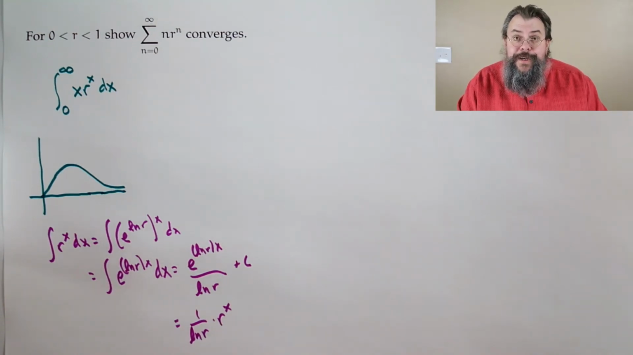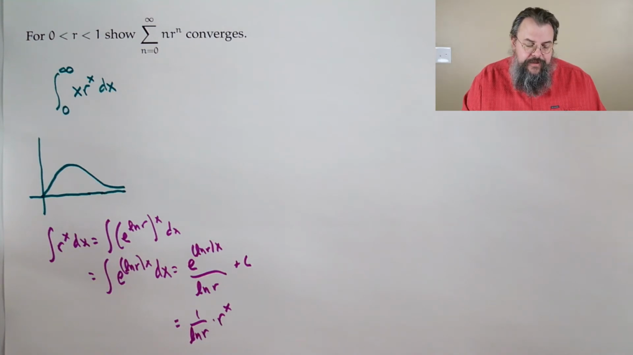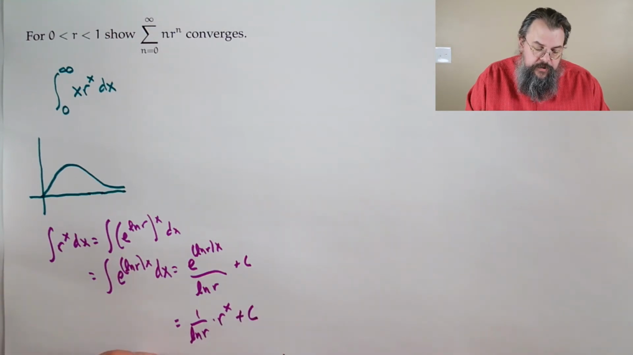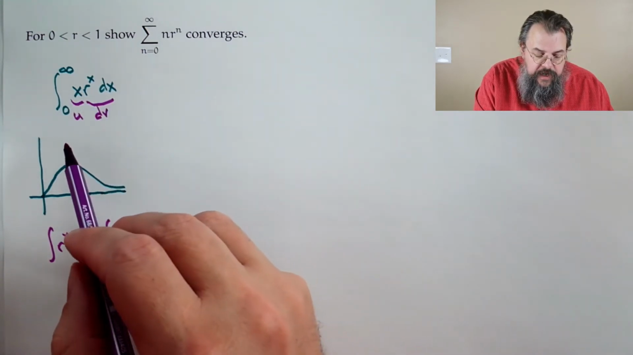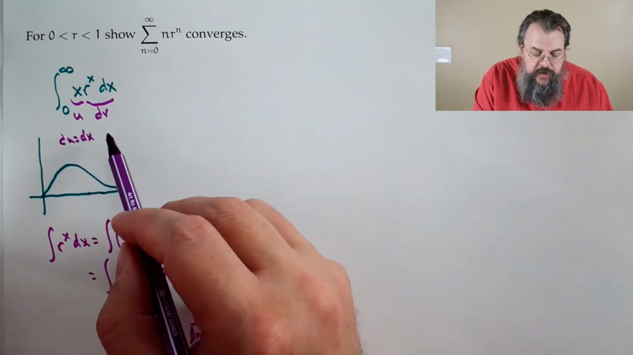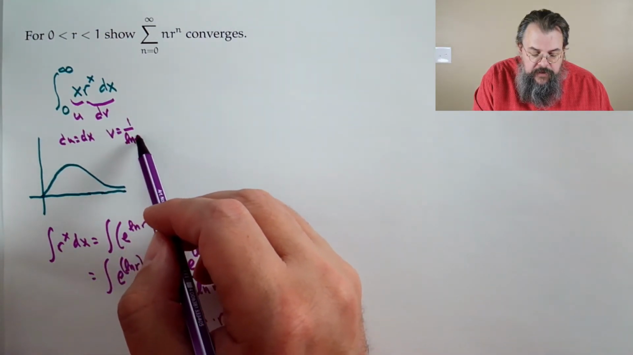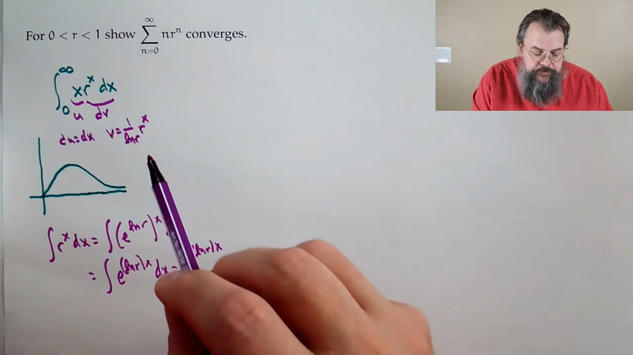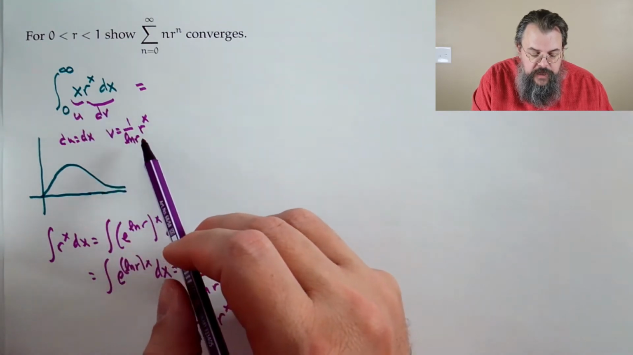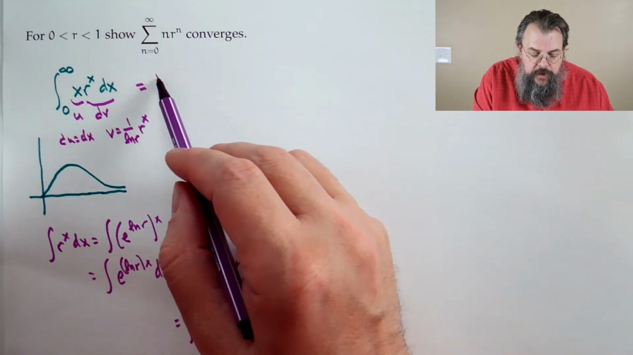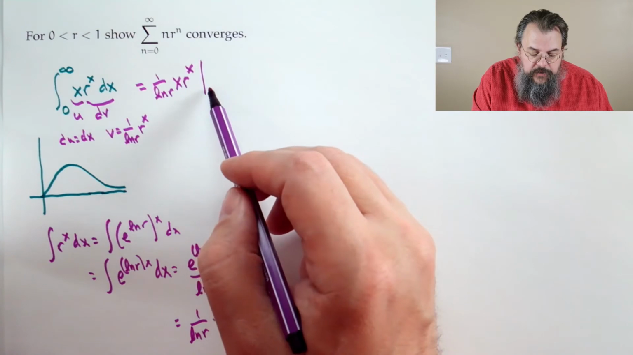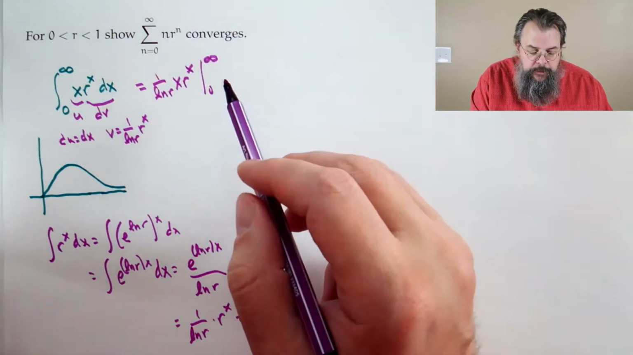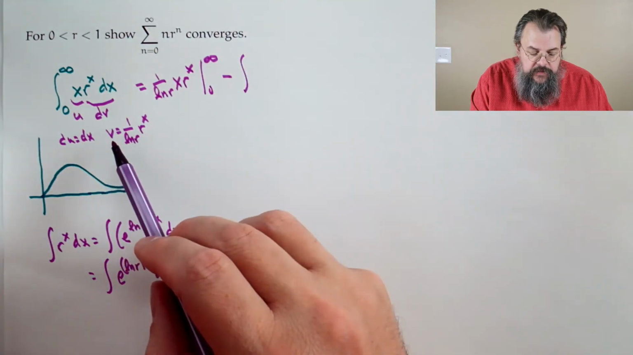Okay, well, here we go. All right, integral x times r to the x. Well, we're going to need to do parts here. We'll let u be x, dv be r to the x dx. So du is dx, and v is 1 over log of r times r to the x. So we get uv, which is 1 over log of r, x, r to the x, going from 0 to infinity, and then minus the integral of v du.